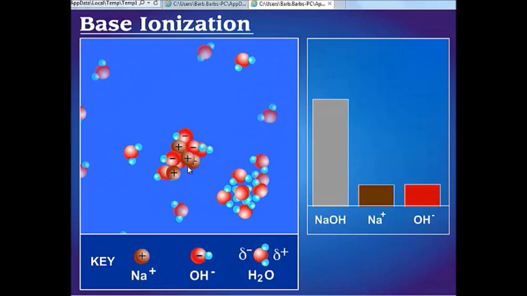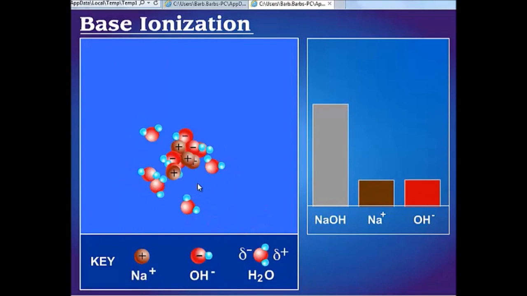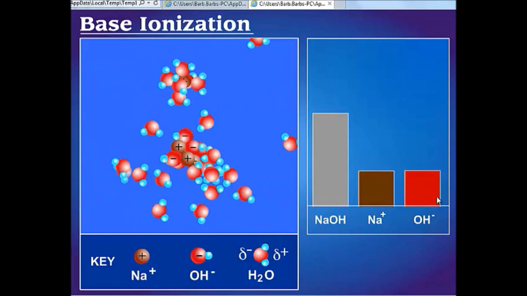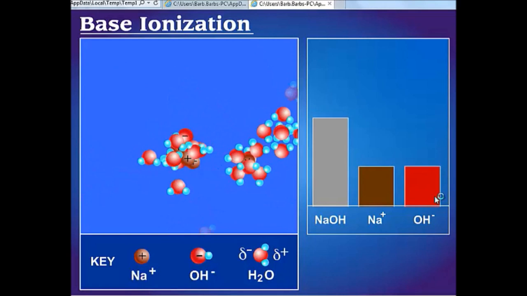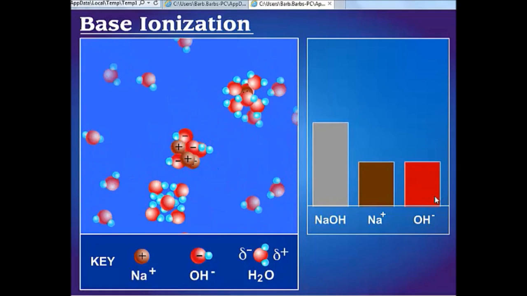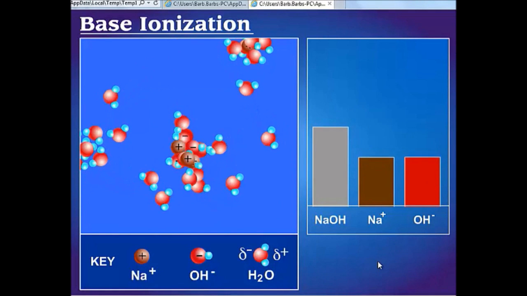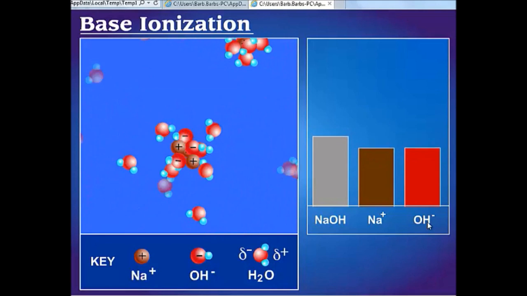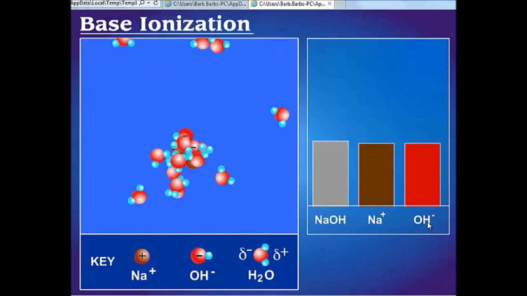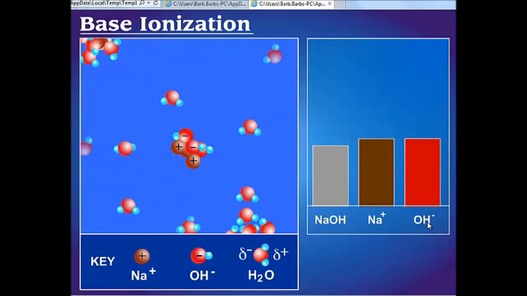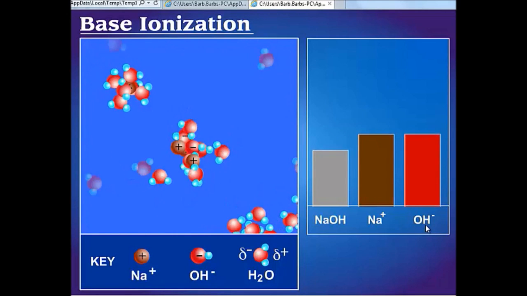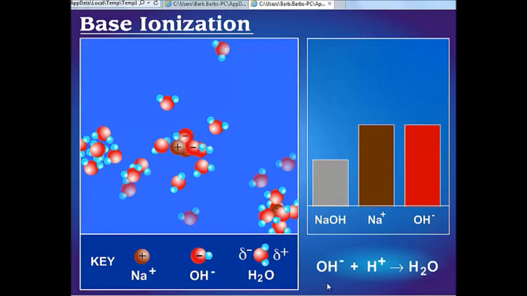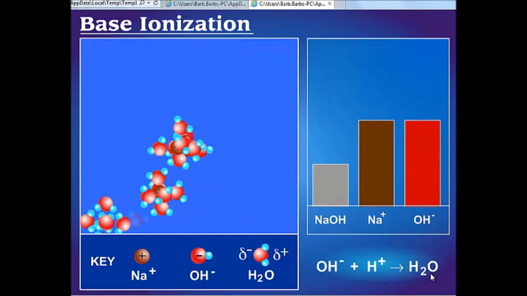The Arrhenius definition of a base is a substance that ionizes in water to produce hydroxide ions. The Bronsted definition of a base is a substance that accepts protons or hydrogen ions, H+. Hydroxide is the strongest base that can exist in water. Hydroxide ions will readily accept hydrogen ions from an added acid to produce water. Hydroxide ions plus hydrogen ions yields water.